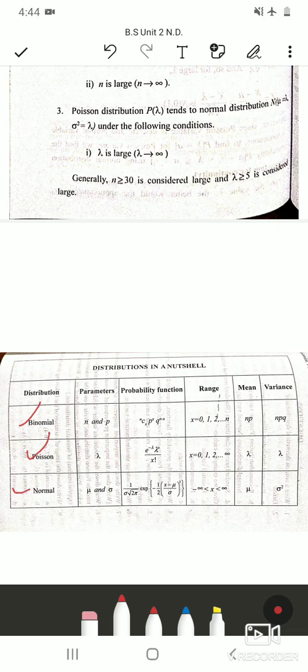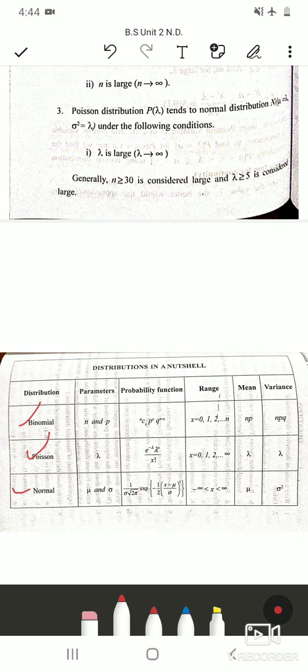So coming to normal distribution, it has again two parameters. One is mean mu, and another parameter is sigma, that is standard deviation, or you can take sigma square, that is variance. When you're writing the definition, make sure you mention, if you're writing variance, then it is sigma square. If you're writing standard deviation, then it is sigma.